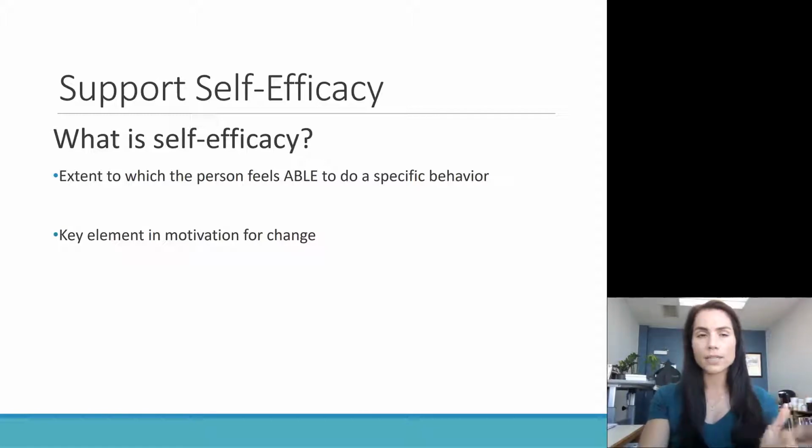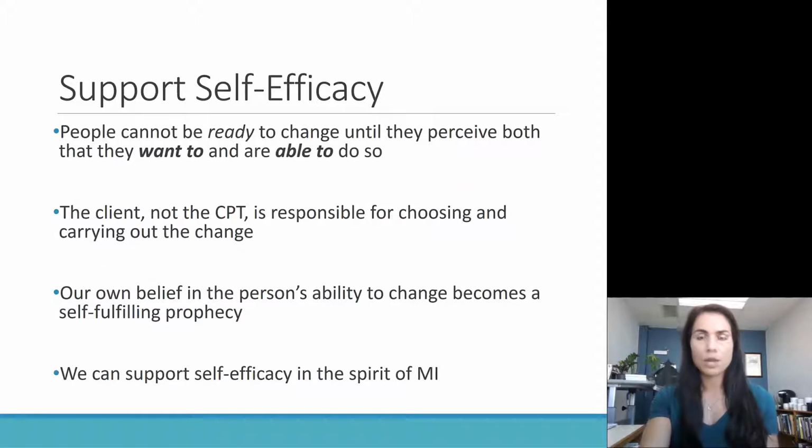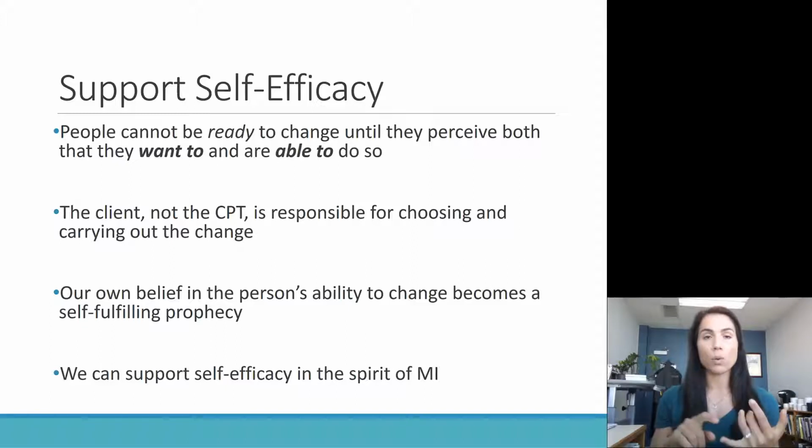So we know that self-efficacy needs to be there for long-term behavior change, okay? And it's a predictor of behavior change. We've seen that in study after study after study. So in order to support self-efficacy, people cannot be ready to change until they perceive both what they want and what they're able to do as the same. Okay, so that needs to exist.